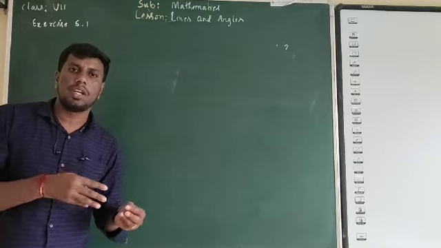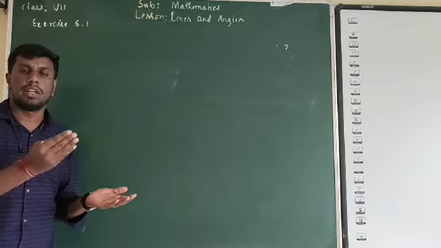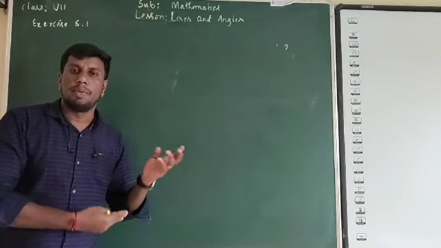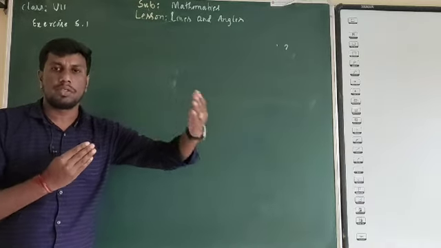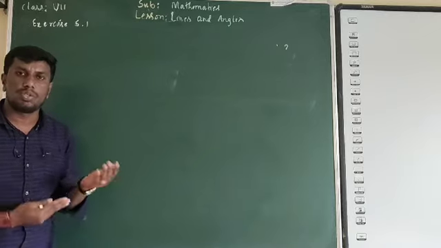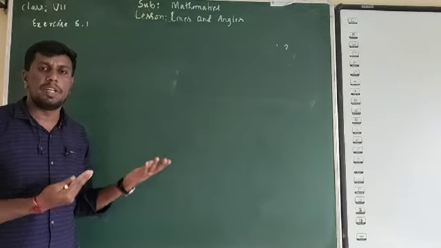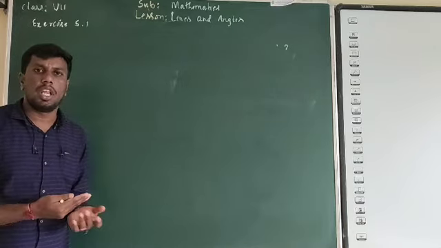In our earlier classes we studied different types of angles: right angle, acute angle, obtuse angle, straight angle, complete angle, reflex angle. Those angles we studied up to class 7. Here we are going to study the extended angles. Those extended angles are supplementary, complementary, adjacent angles, linear pair of angles, and vertically opposite angles.